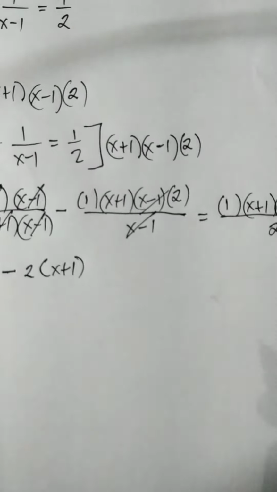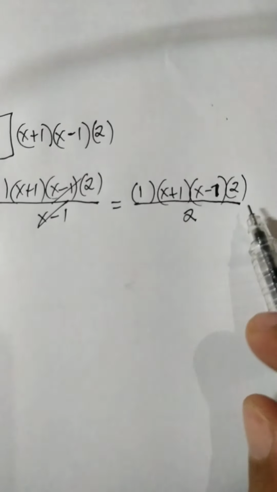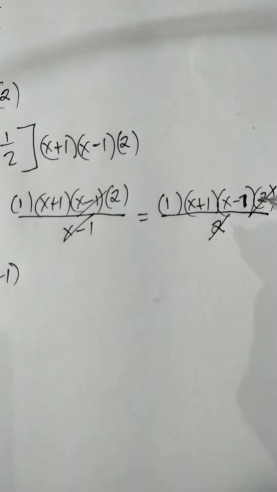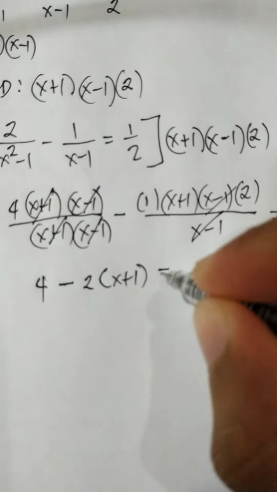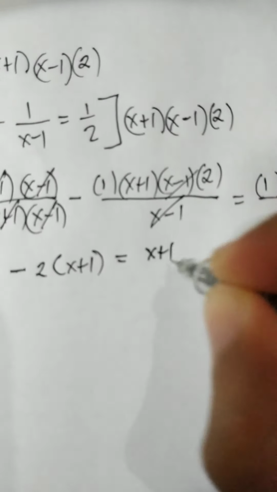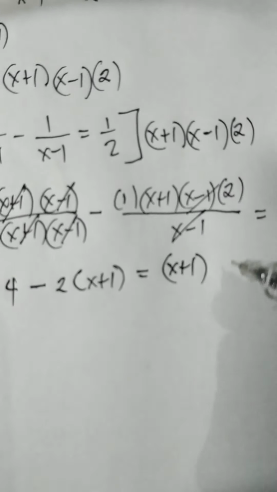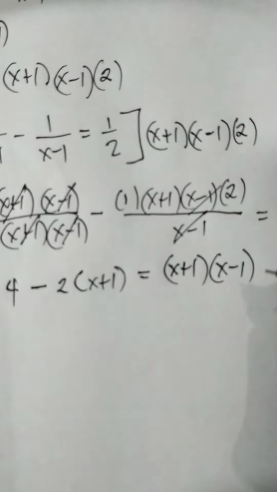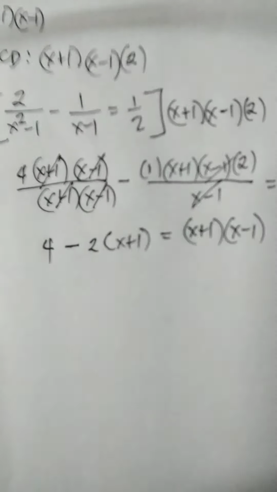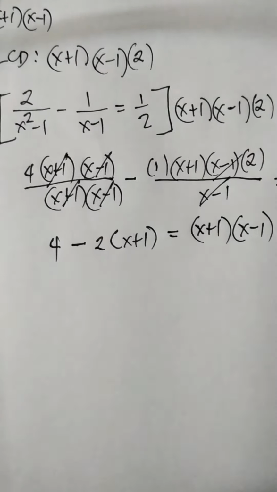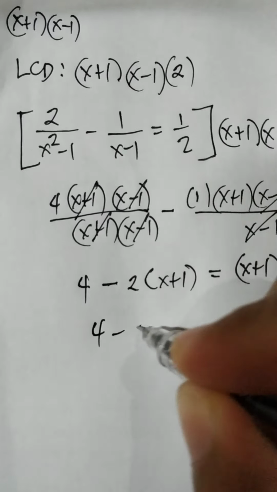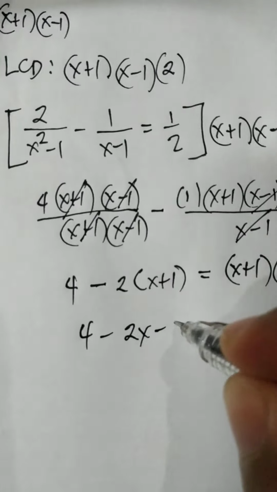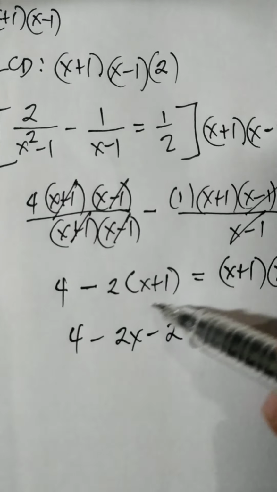Next, you have this part, the common, C2. So cancel C2. What remains is x plus 1 times x minus 1. So, this is equal to x plus 1 times x minus 1. So, simplify. We have here 4 minus 2x minus 2. Multiply this here.